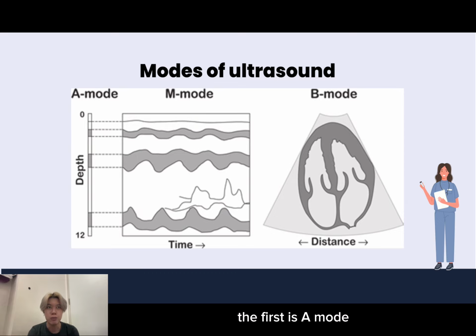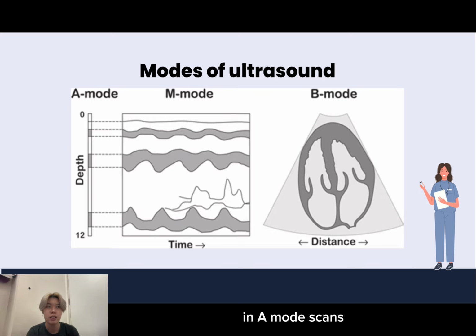The first is A mode or amplitude scan. A mode is the display of the processed information from the receiver versus time. A single ultrasound beam is transmitted and echoes from different reflections in anatomy is recorded in terms of its receiving time interval. This allows the measure of distance between two reflections.